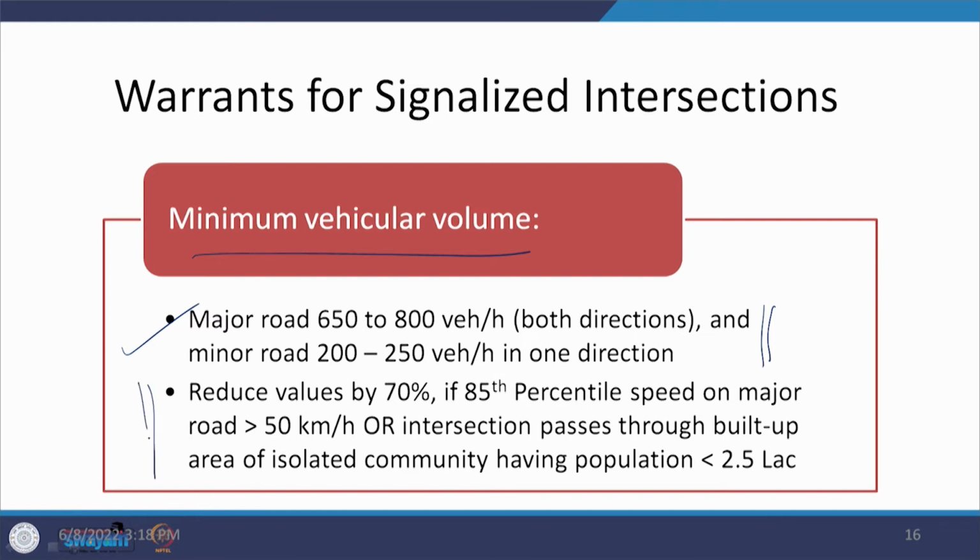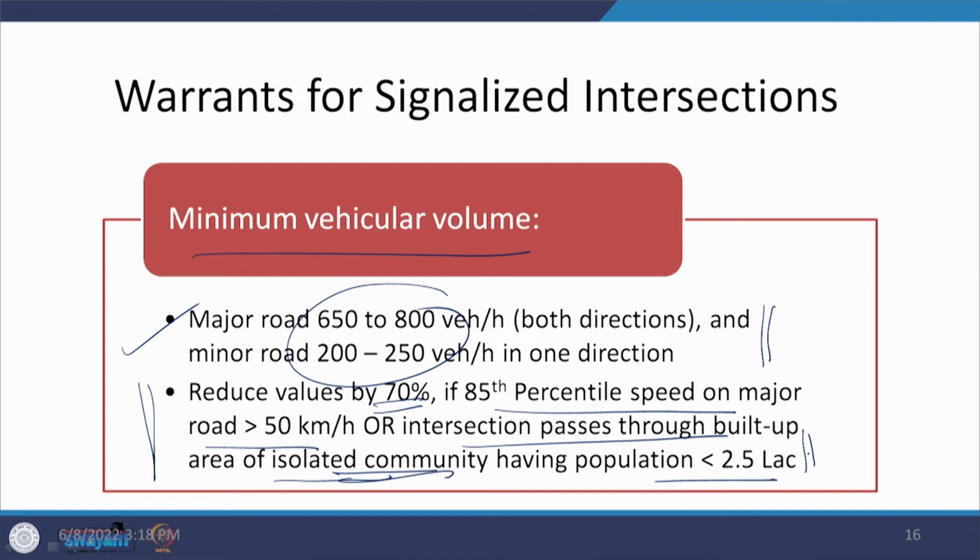Another point is related to the population, and it is also related to the speeds. What it says is that if the 85th percentile speed on the major road is more than 50 kilometers per hour, then reduce the above values by 70%, and whatever values come on that basis, at ground level the counts are available, examine them and take a decision whether signalization is to be done or not. Or the other case is the intersection passes through a built up area of an isolated community having a population less than 2.5 lakhs.